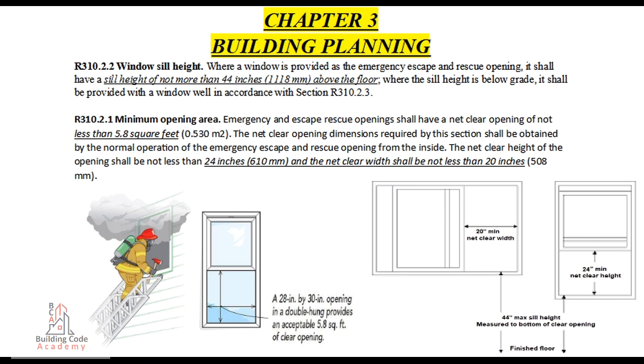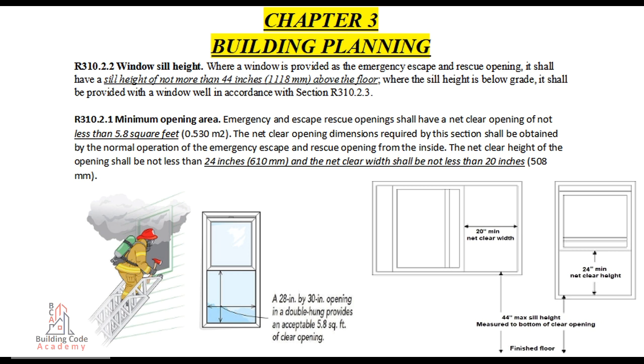Chapter 3 Building Planning. R310.2.2 Windowsill height. Where a window is provided as the emergency escape and rescue opening, it shall have a sill height of not more than 44 inches, 1,118 millimeters, above the floor. Where the sill height is below grade, it shall be provided with a window well in accordance with Section R310.2.3.